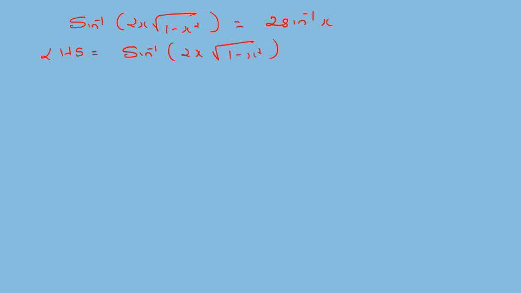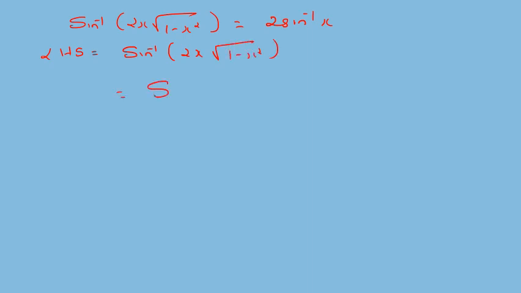Now we will solve some problems based on inverse trigonometric functions properties. First question: show that sine inverse of 2x root of 1 minus x squared is equal to 2 sine inverse x. How to do? Take the left hand side. What is the left hand side? Sine inverse of 2x root of 1 minus x squared.